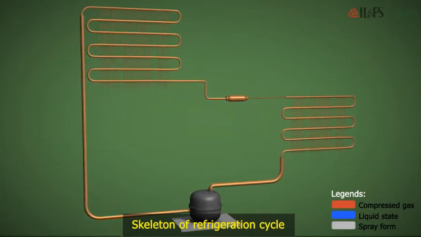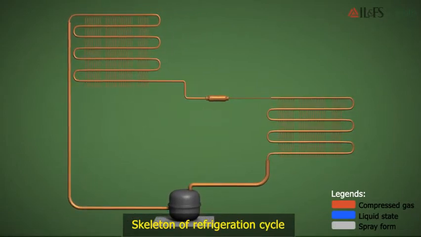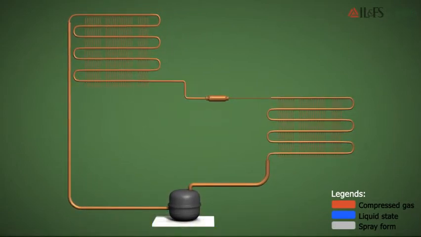Refrigeration cycle starts with the compressor. The compressor compresses the refrigerant at high pressure and high temperature. Then the refrigerant goes to the condenser through the discharge line. In the condenser, the refrigerant changes its state from gas to semi-liquid and leaves the condenser in liquid form.